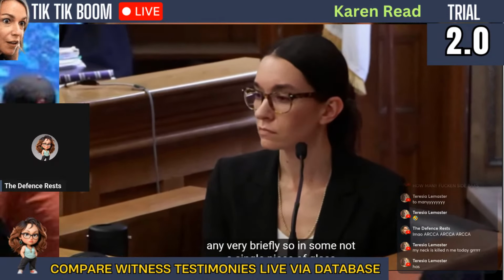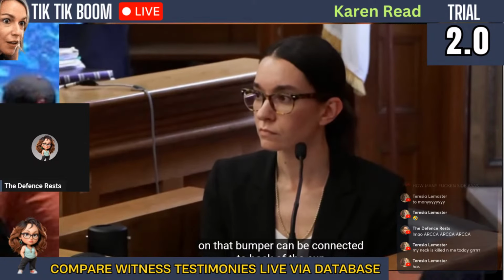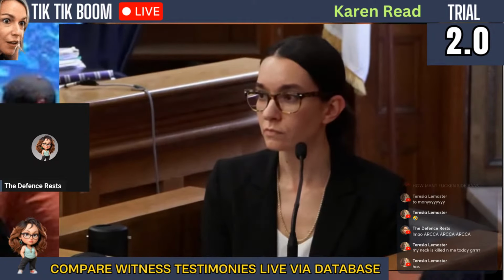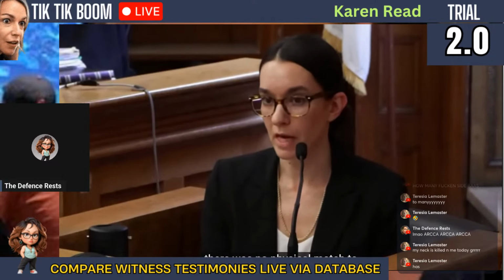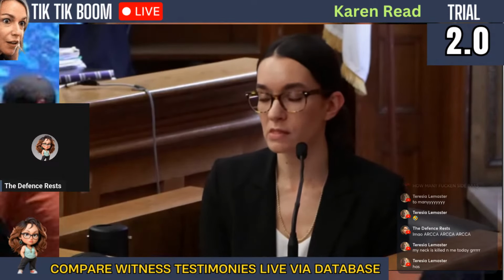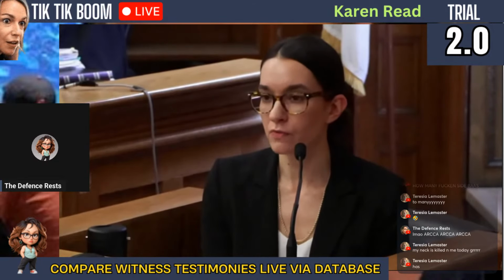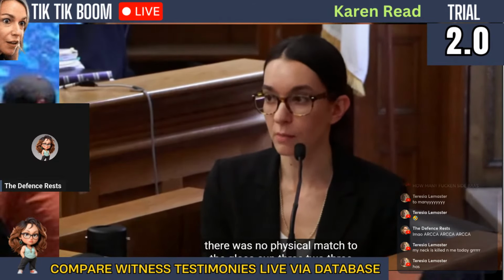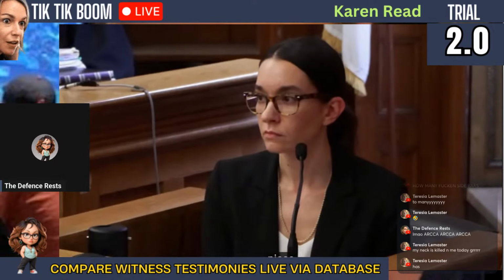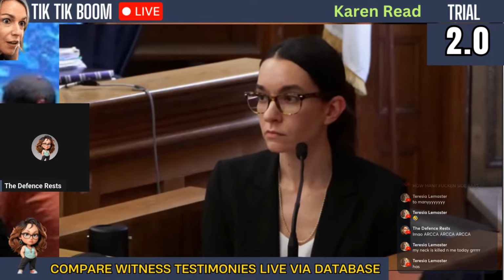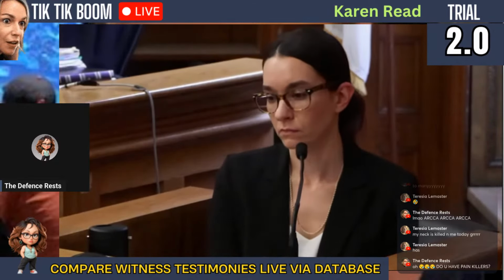So in sum, not a single piece of glass on that bumper could be connected to that cup, correct? There was no physical match to the pieces that I compared for physical match from the bumper. There was no physical match to the glass cup 3-2. Thank you. So another way of saying that is not a single piece of glass that you analyzed on that bumper matched that cup, correct? Sustained.